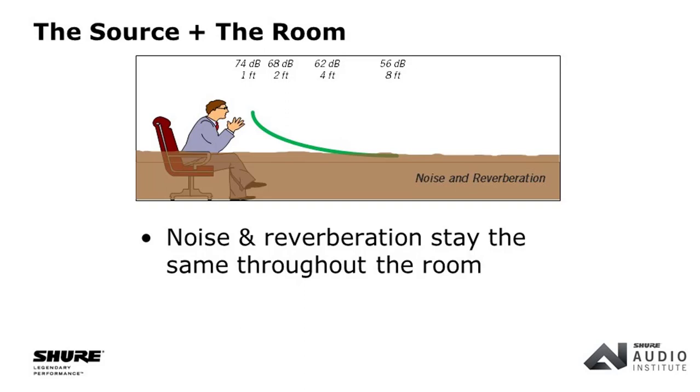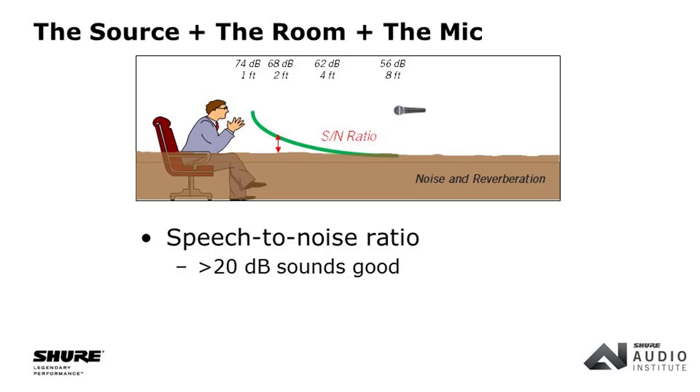Now, of course, we've got to add a microphone to all of this. If we put the microphone 8 feet away, you can see that the level the microphone is picking up is barely anything above the noise and reverberation level. So it's not going to sound very intelligible at all. Ideally, we want a speech-to-noise ratio of 20 decibels or more, and to do that, we most often have to move the microphone closer.